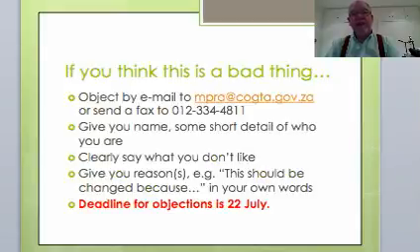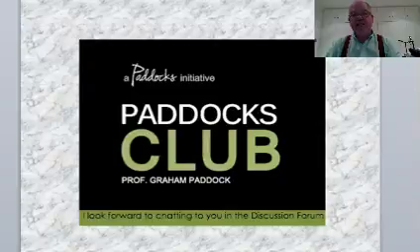If you think this is a bad thing, you've got a short period in which to object. The deadline for objections is the 22nd of July. You have to object by email, and I've given you the email address. Give your name. Give some short detail of who you are. Clearly say what you don't like about this, what you think it's going to do that's not good. Give your reasons, in other words. This should be changed because... you tell your story. And if you put that in, then you'll have some influence on the outcome of this particular proposed legislation.